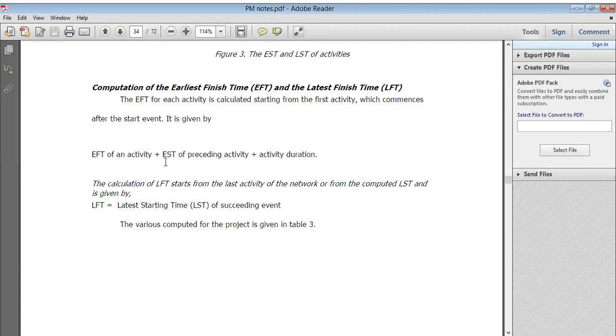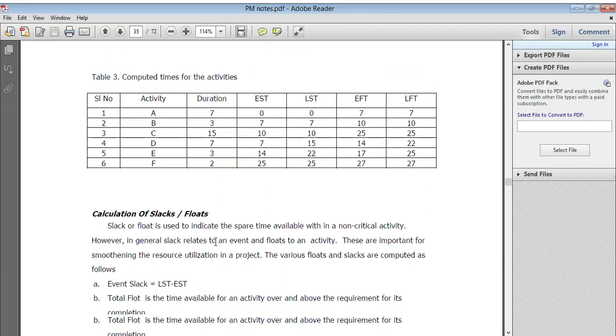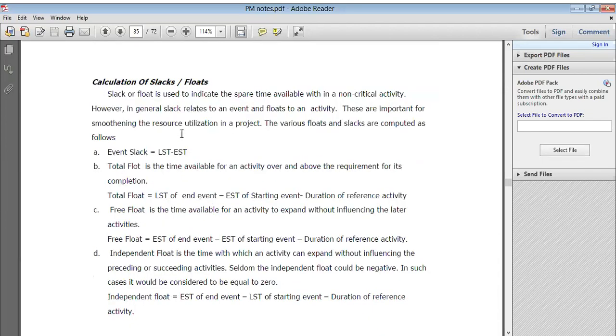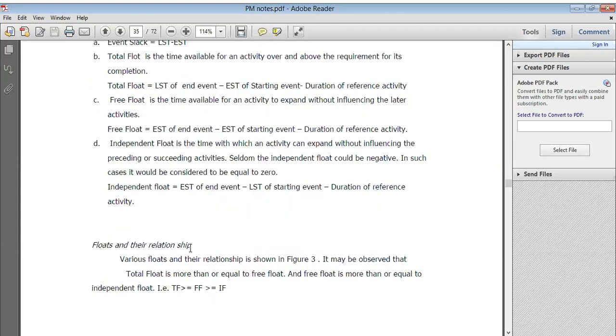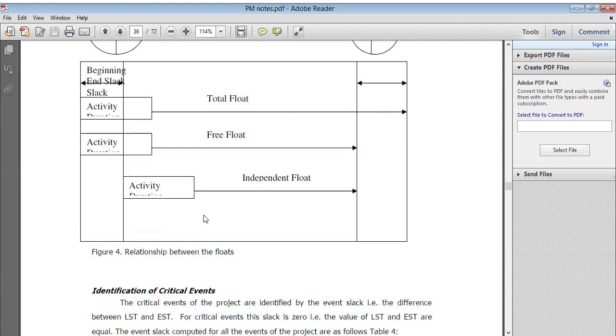Now the computation of earliest finish time and earliest start time. Here we have seen the activity EST of the preceding activity and activity duration. The calculation of LFT starts from the last activity, right? Here we have seen the table and charts. Then calculation of slacks and floats. Slack or float is used to indicate the spare time available with a non-critical activity. In general, slack relates to an event and float to an activity. These are important because resources, whatever materials and things you require, you gather them all and start. So slack time, float, free float, everything you calculate as per the EST and latest start time, right? Various floats are there, but you just calculate the EST and LST float, right?